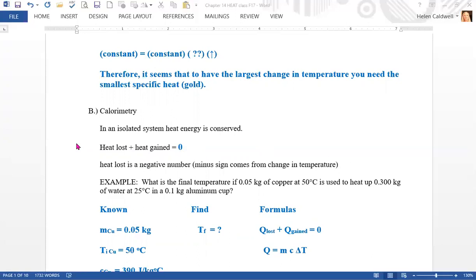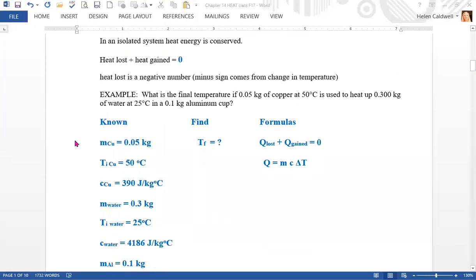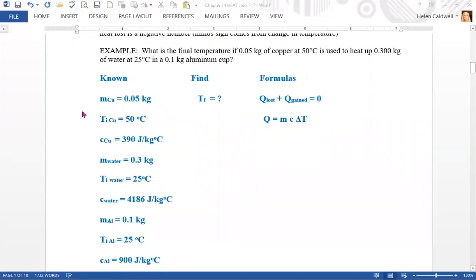So let's do an example. That's, I think, the easiest thing. We want to know what is the final temperature if 0.05 kilograms of copper at 50 degrees Celsius is used to heat up 0.3 kilograms of water at 25 degrees Celsius in a 0.1 kilogram aluminum cup.